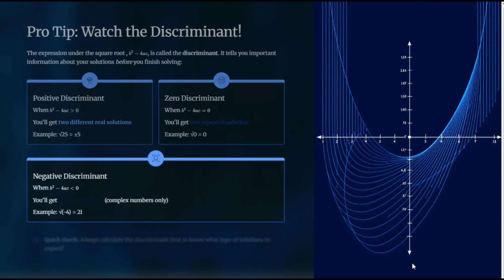And if your discriminant is negative, that is if b squared minus 4ac is less than 0, then you'll get no real solution in this case because it's going to be a complex number. So you always want to calculate the discriminant first to know what type of solution you'll expect.